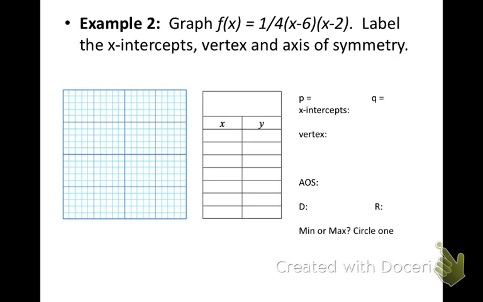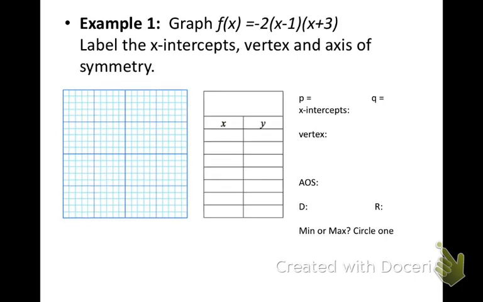So our first example, we'll move on to example 1, is f of x equals negative 2 times x minus 1 times x plus 3. So this is in intercept form. Notice you have 2 sets of parentheses. You won't always have that, but you'll have one x times another. Your a value is negative 2. So we can anticipate that when we graph this, it's going to be an x-axis reflection and a vertical stretch.